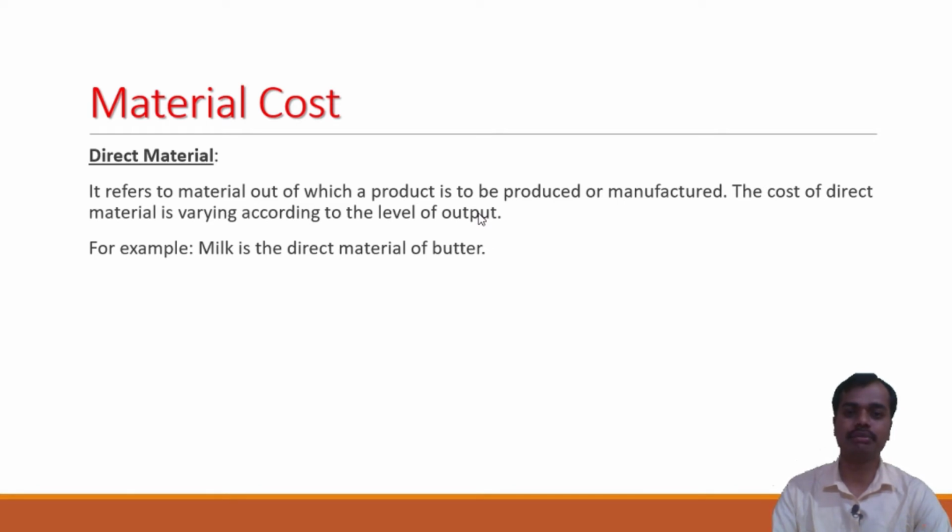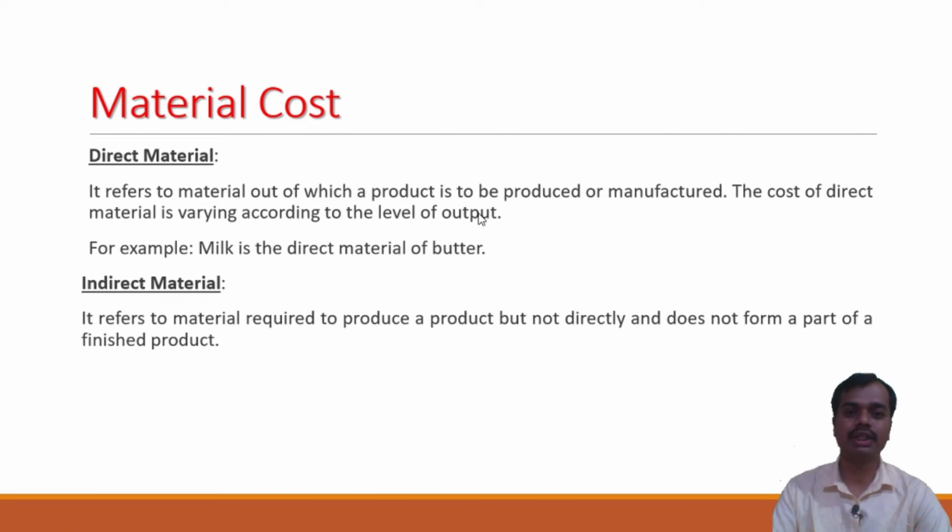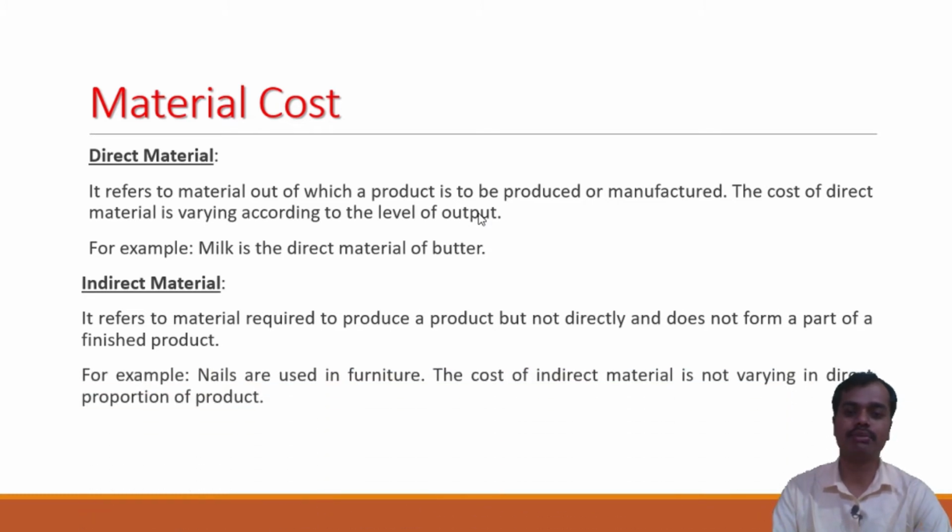Next is indirect material. It refers to material required to produce a product but not directly and does not form a part of the finished product. For example, nails are used in furniture. The cost of indirect material is not varying in direct proportion of product.